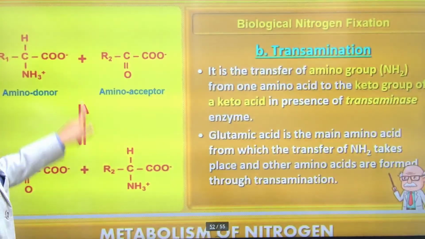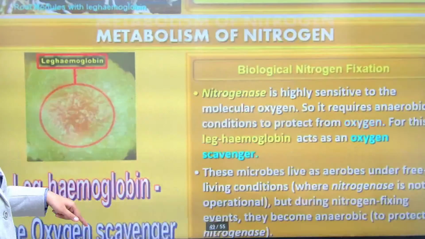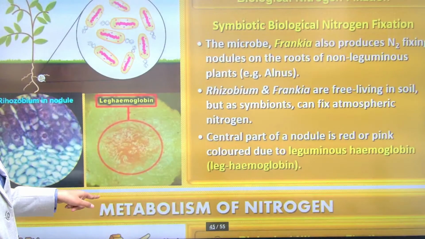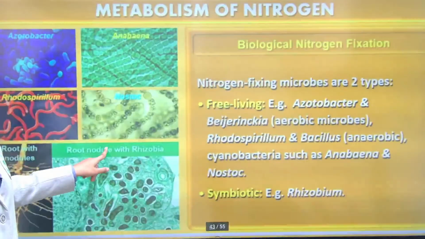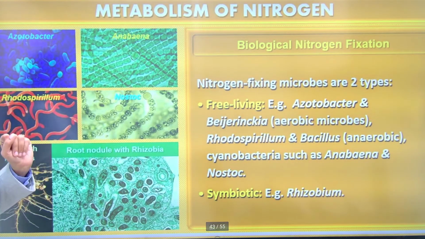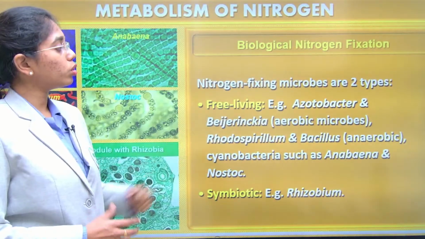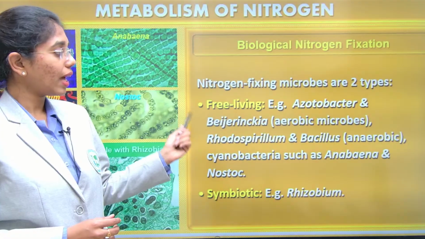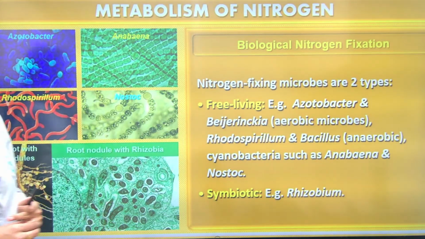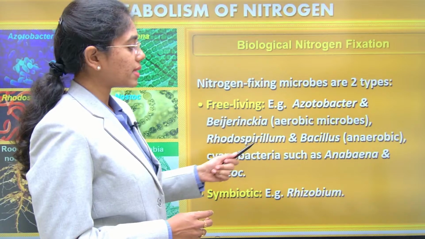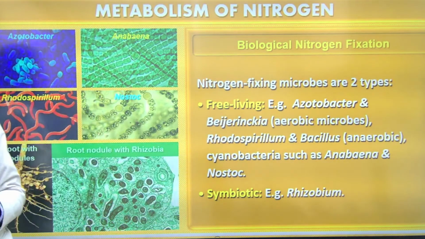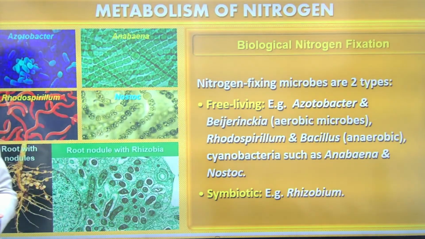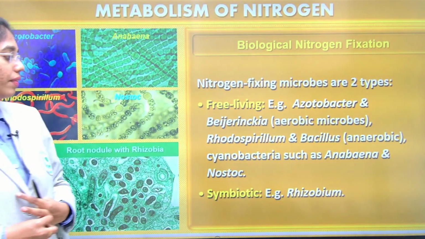Okay. And here one thing, biological nitrogen fixation by nitrogen fixing bacteria. We have two types of bacteria. One is free living nitrogen fixing bacteria and the second is symbiotic nitrogen fixing bacteria. Here you can go through free living nitrogen fixing bacteria like Azotobacter, which are aerobic free living nitrogen fixing bacteria. Rhodospirillum and Bacillus are the anaerobic nitrogen fixing bacteria species. Next, cyanobacteria like Anabaena and Nostoc are nitrogen fixing free living bacteria.